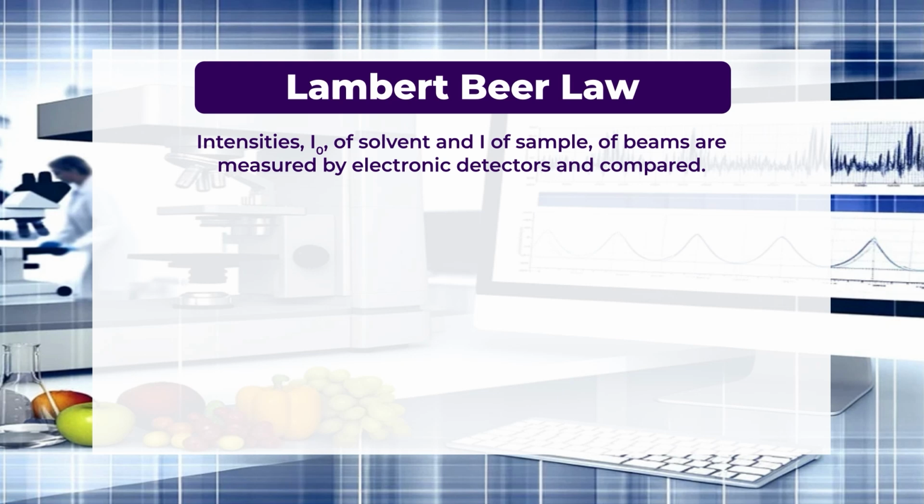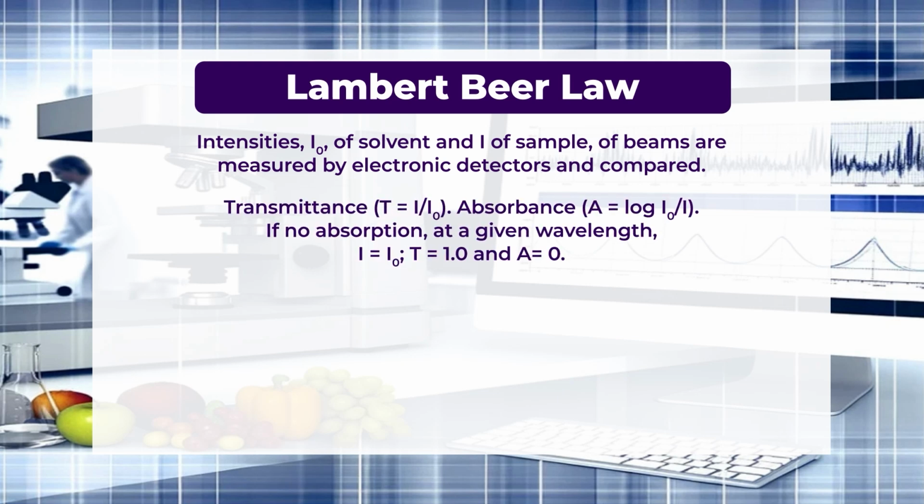They are measured by the UV visible spectrometer, with an electronic detector, and they are compared. Now, transmittance T will be I upon I0, that is, the intensity of the sample divided by the intensity of the solvent. And absorbance, as per Lambert-Beer law, is A equals log I0 by I. I0 is the solvent, and I is the intensity of the sample.